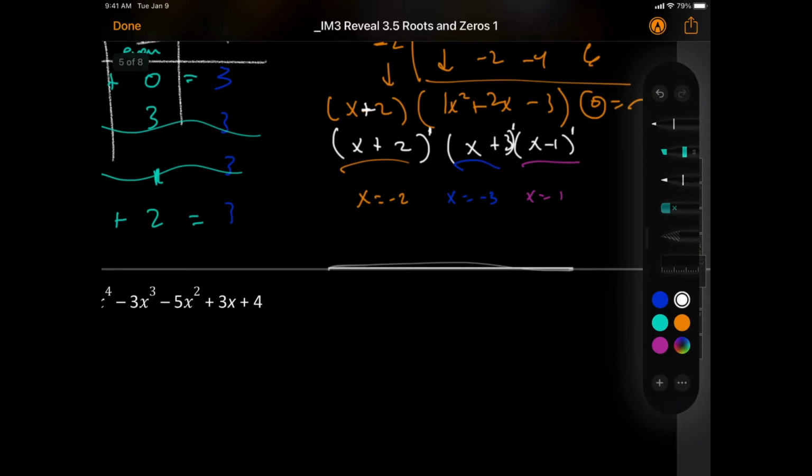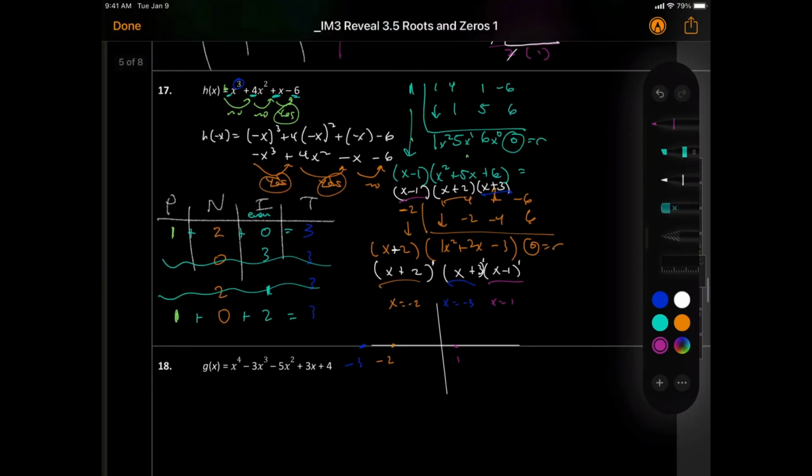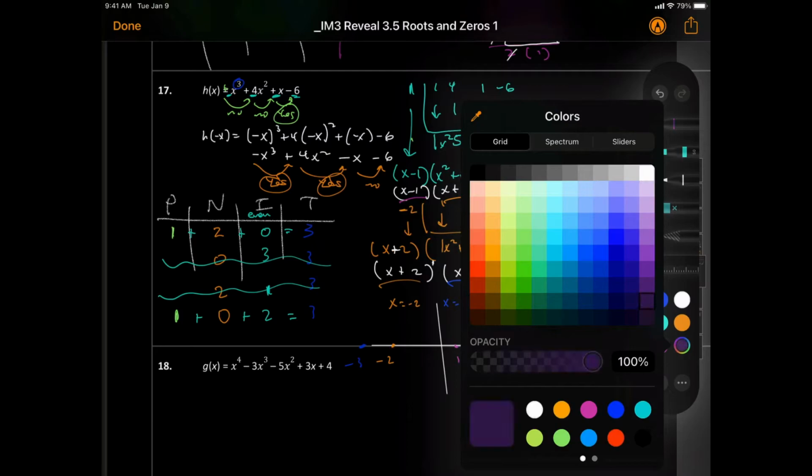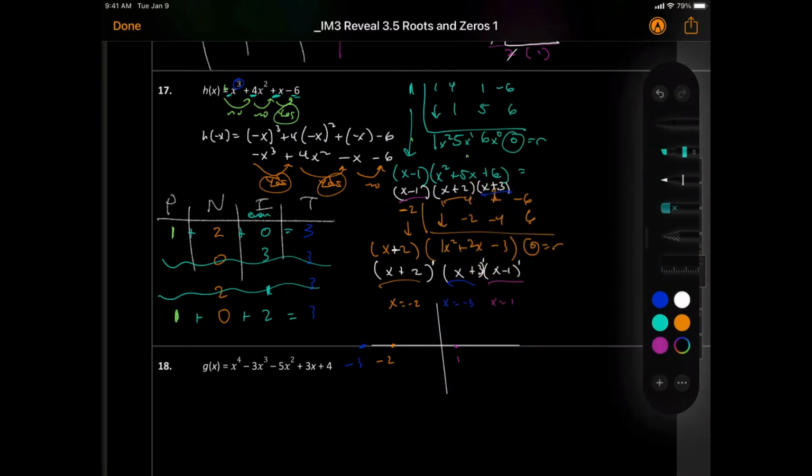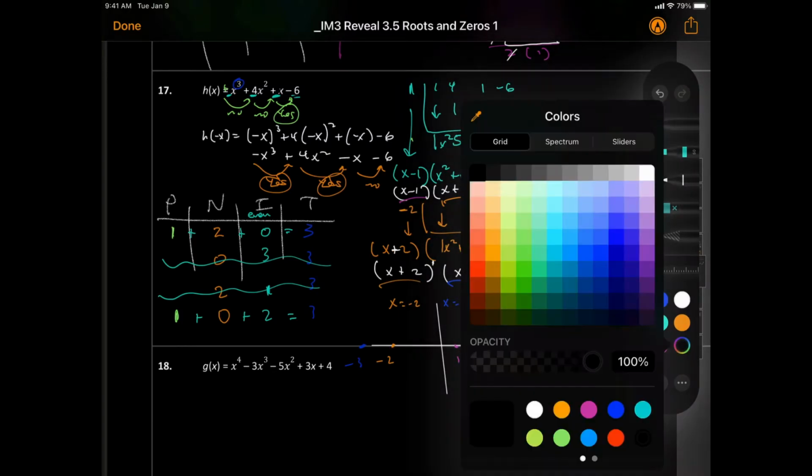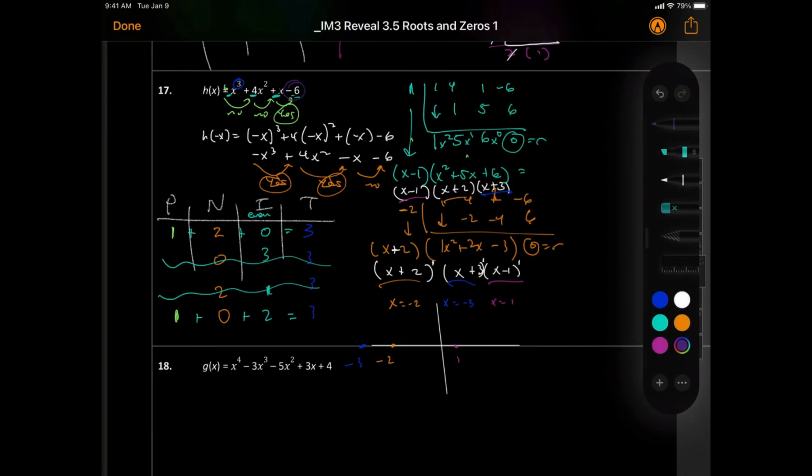Let's go ahead and just plot -2, -3, x equals 1. And let's not forget our y-intercept of negative, oh no, I picked black. -6.